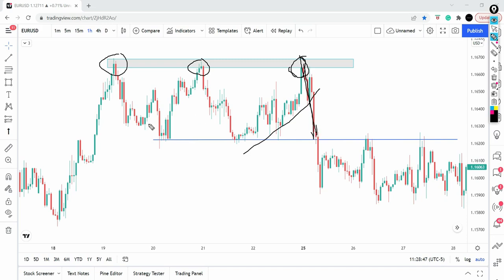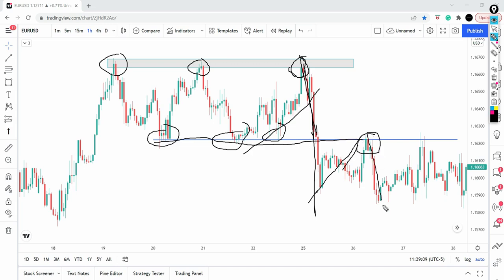So guess what? It breaks support because we do have support right here, right? Okay, bounced off at least 3 times, and then it breaks support, and it comes back to what? Support, okay? But now this support is what? Resistance, okay? So this is resistance now. Now we're looking for short opportunities to go short, right? So that is how we deal with support and resistance. Now let's go to the next video.